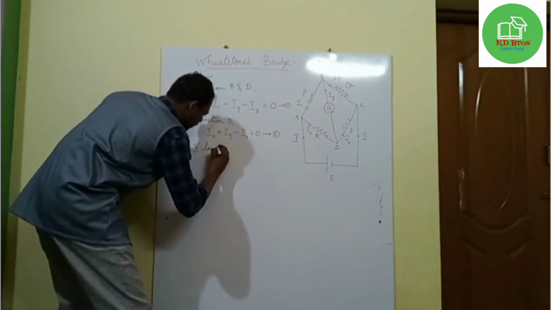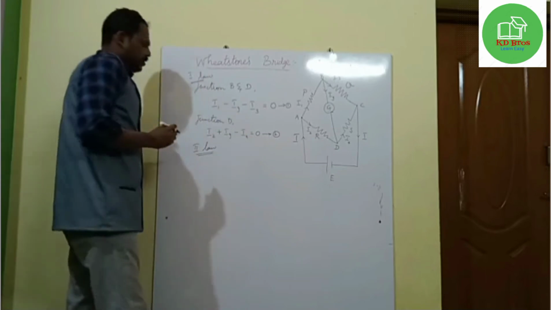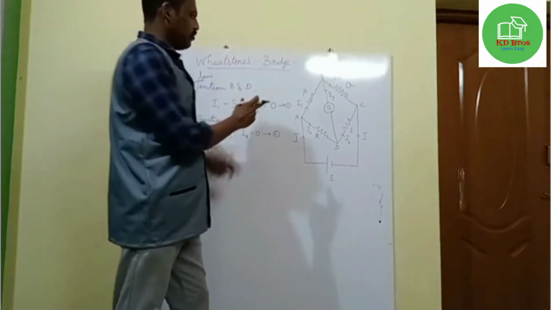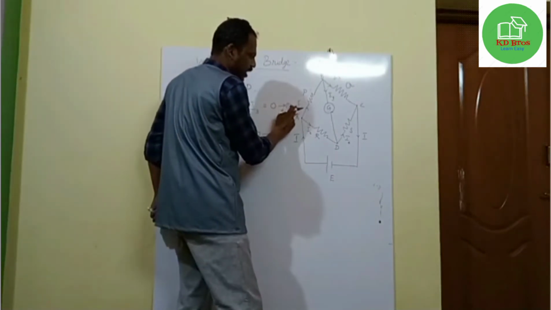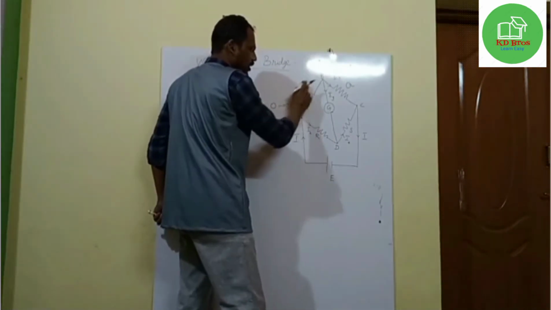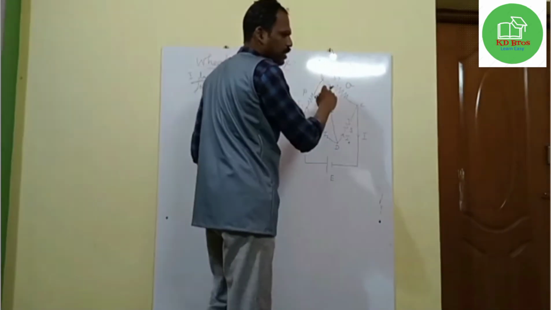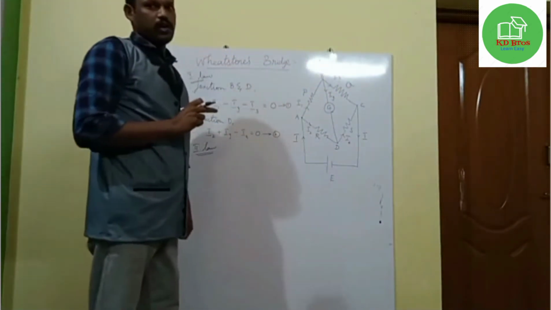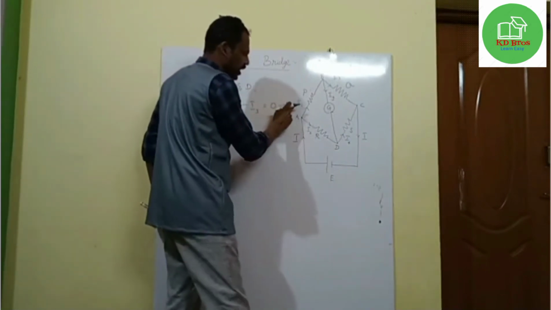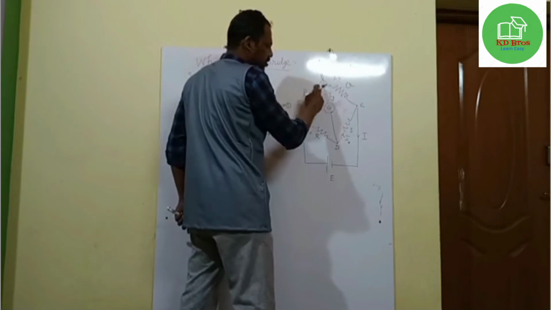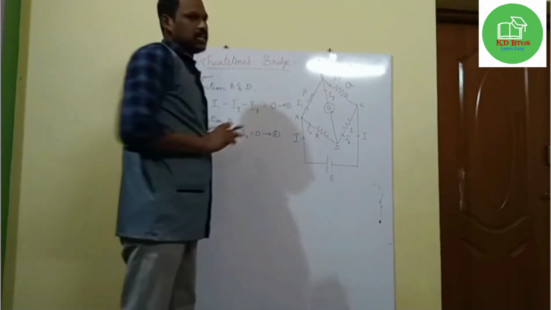Second law states that the algebraic sum of the product of current and the resistance involved in the circuit is equal to the algebraic sum of the EMF involved in the circuit.